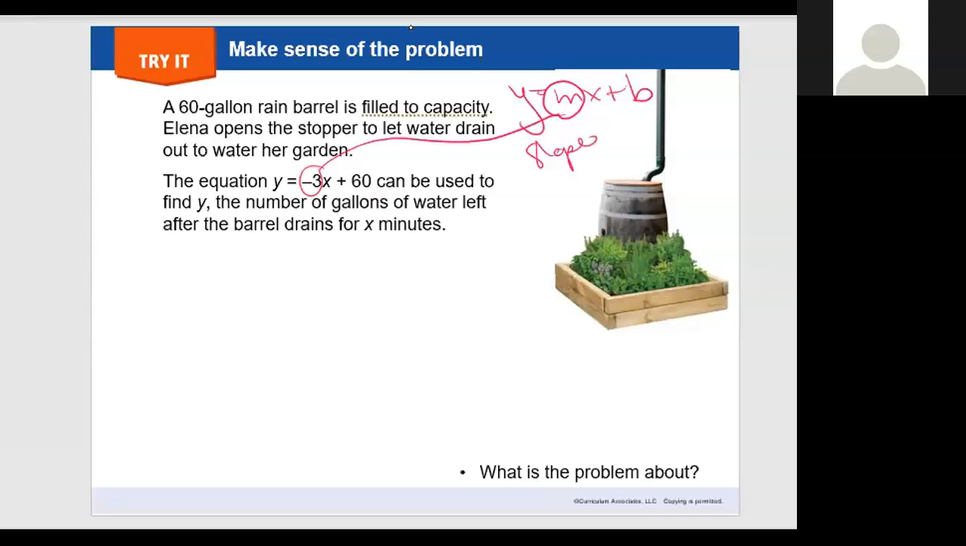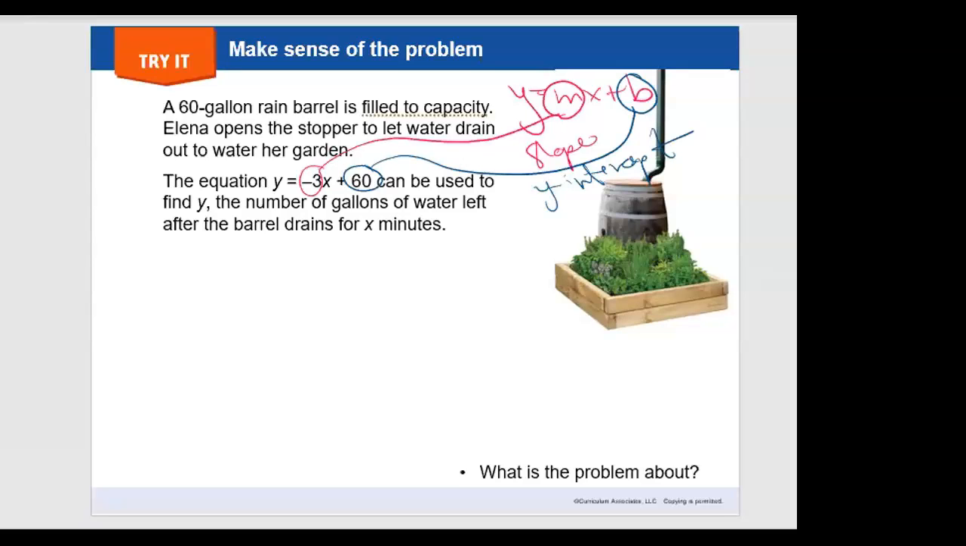Okay. And the number added to the end, let me change my color here. That number added to the end, there we go, is our y-intercept. Good. So we've identified some specific information about this problem. My question to you is, what are the two quantities that are changing in our situation?